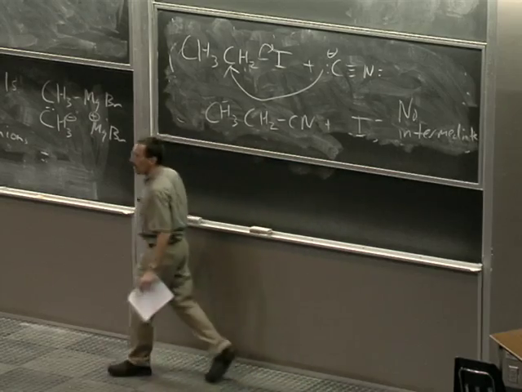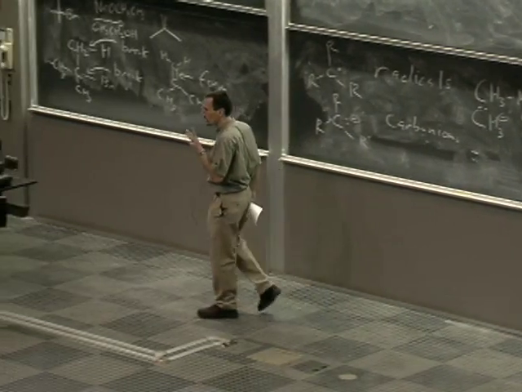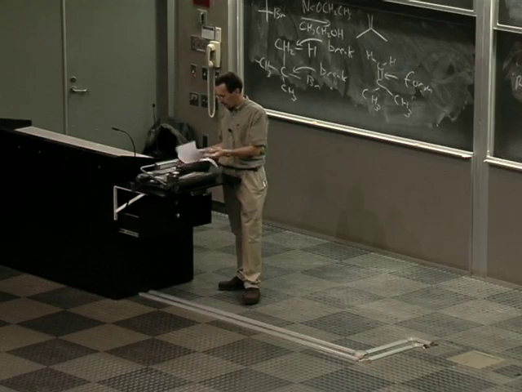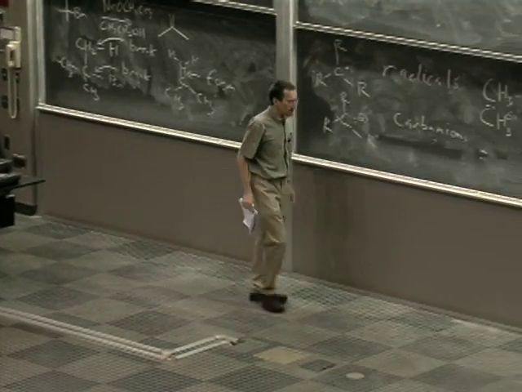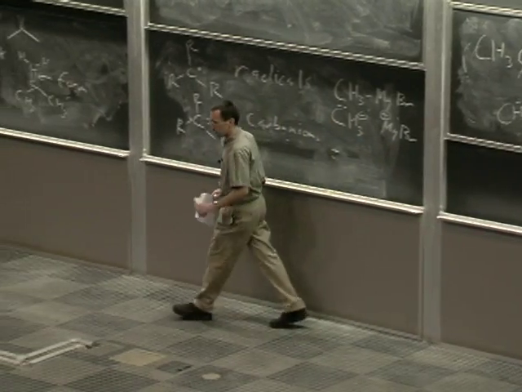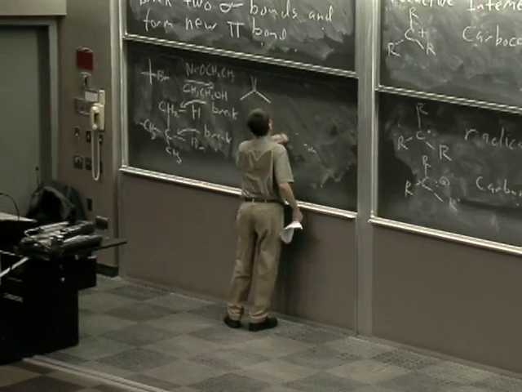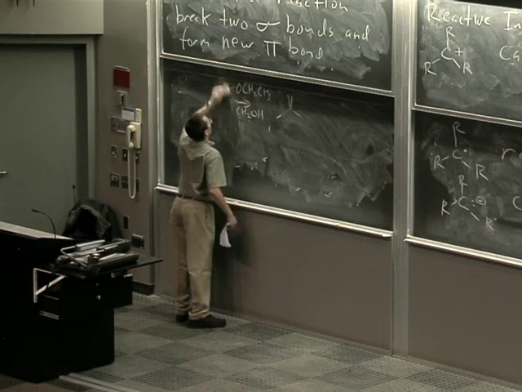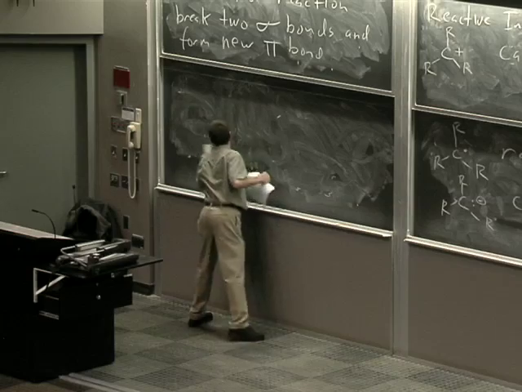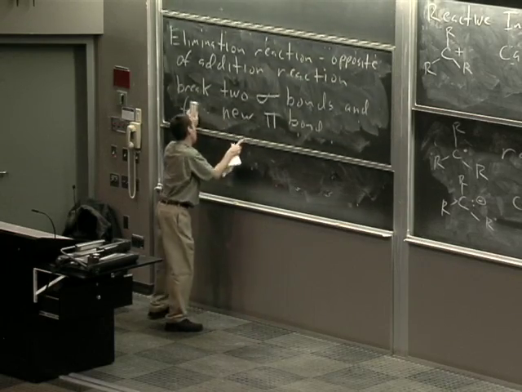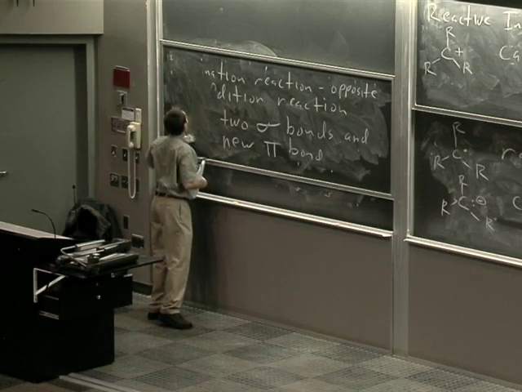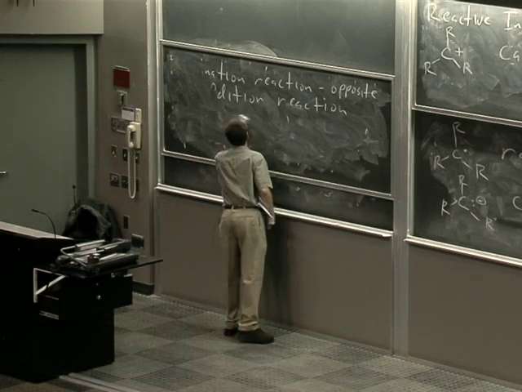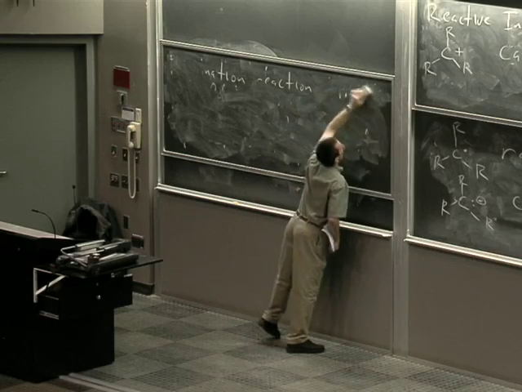This is an example of a concerted process, one in which we've gone without an intermediate from a reactant to a product. Let me now show you an example of something that occurs in steps with a reactive intermediate. That reaction, by the way, is called an SN2 reaction. The reaction that I'll show you now is an example of an SN1 reaction.